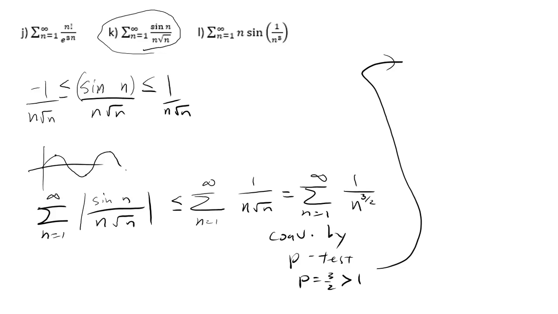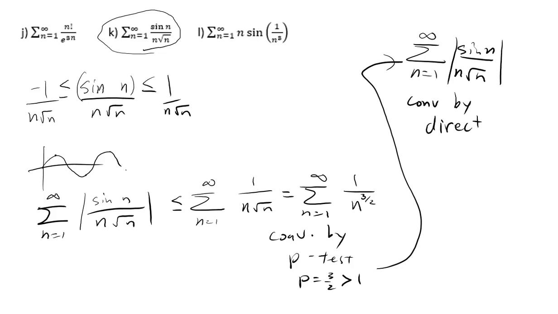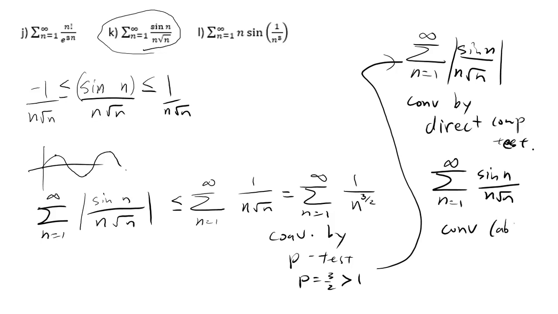So our conclusion is that sigma n from 1 through infinity of the absolute value of sine n over n times radical n converges by direct comparison test. Now, what does that mean for the original series without the absolute value? It means that this converges also, because it converges absolutely. Okay, so this series actually converges absolutely.